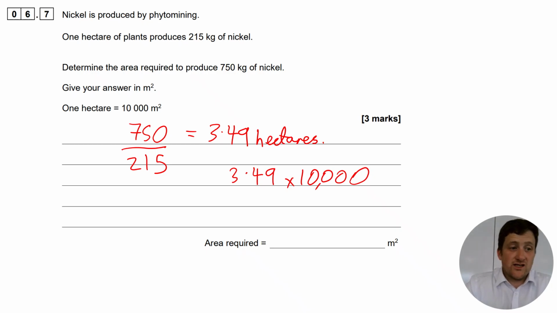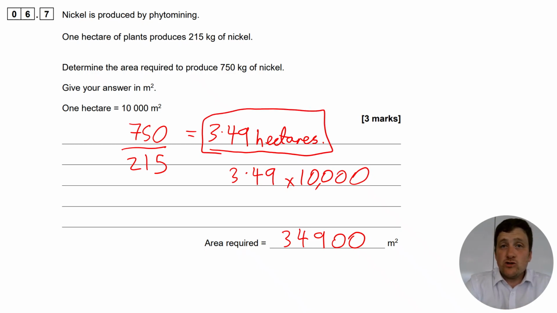Easy maths in the grand scheme of things. It's going to be 34,900 meters squared. So it's working out the number of hectares that's the hard bit. And then once you've got how many hectares there are, it's then just times by 10,000.